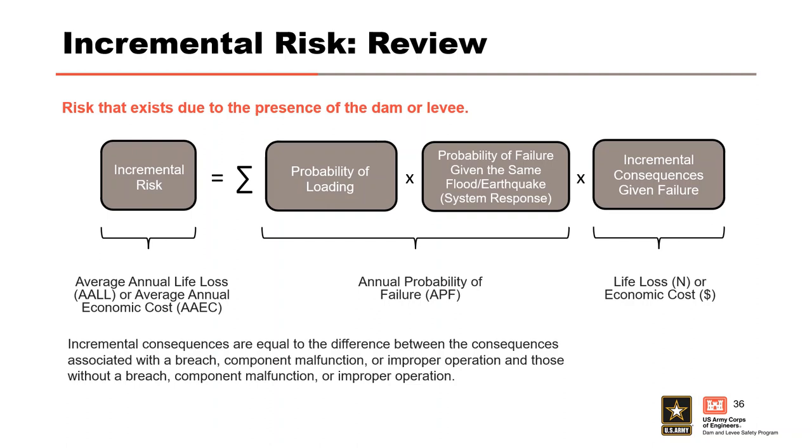We just covered this, but here's the incremental risk equation one more time. We're going to start with the calculation for the annual probability of failure, or APF, which is the product of the loading and the system response.